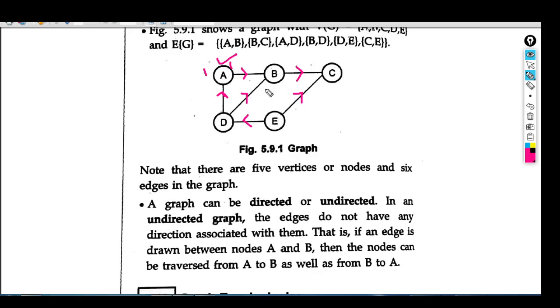For example, if you see B, then two arrows are coming towards B. One is from vertex A and another is from vertex D. Hence the in degree of B is 2. And what about the out degree? The out degree of B is only 1. So this is the concept of in degree and out degree.